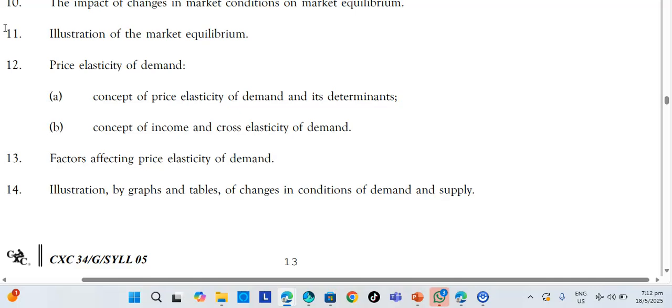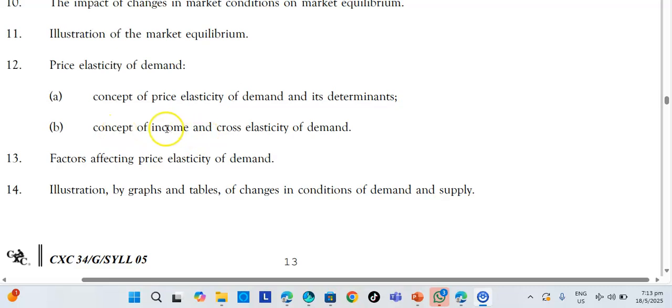The determinants of price elasticity of demand are, first, availability of substitutes. The more substitute goods there are on the market, the more elastic demand is. Another determinant is the proportion of income spent. The higher the proportion, the more elastic. Another determinant is time period. Longer time, more elasticity. Another one is brand loyalty. Strong loyalty means inelastic demand.